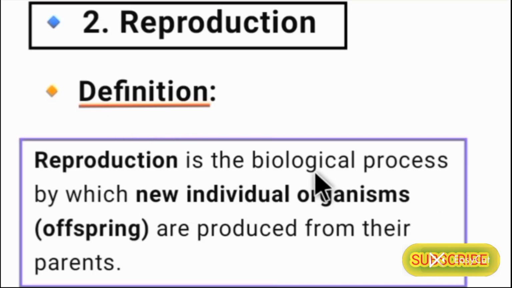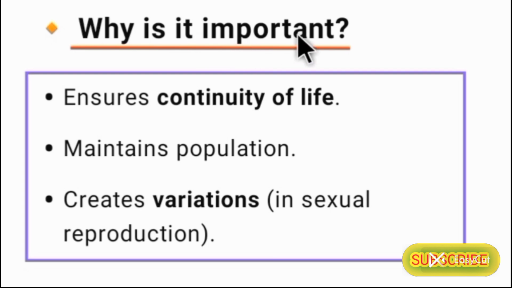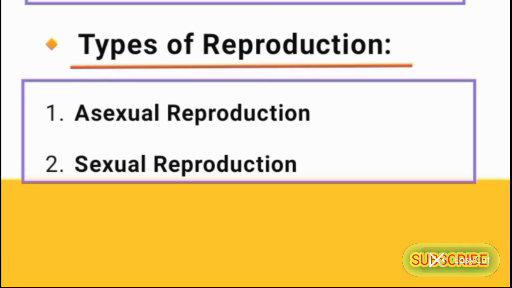Reproduction is the biological process by which new individual organisms, that is, offsprings, are produced from their parents. Why is reproduction important? Reproduction ensures continuity of life. Reproduction maintains population. Reproduction creates variations. Variations come only in sexual reproduction. Now, what are the types of reproduction? First is asexual reproduction. Second is sexual reproduction.